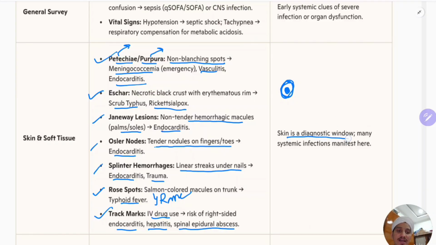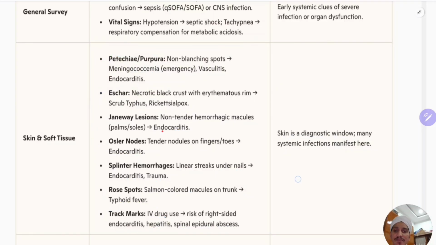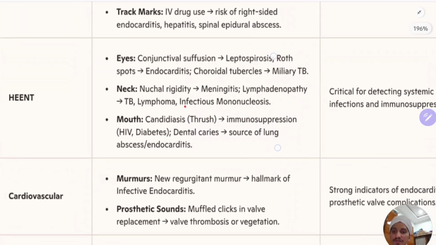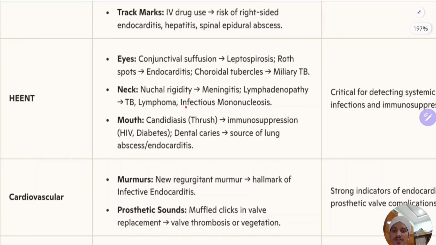So skin is a diagnostic window. Many systemic infections manifest in the skin. So don't neglect the examination of skin. Next, coming to the head and neck. In head and neck, you see the eyes.